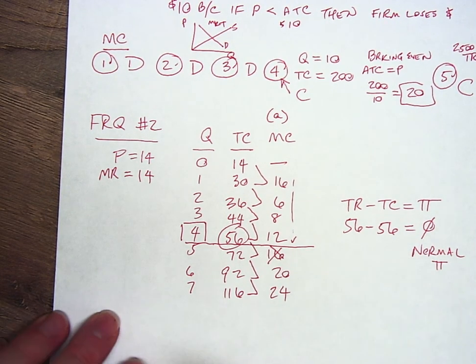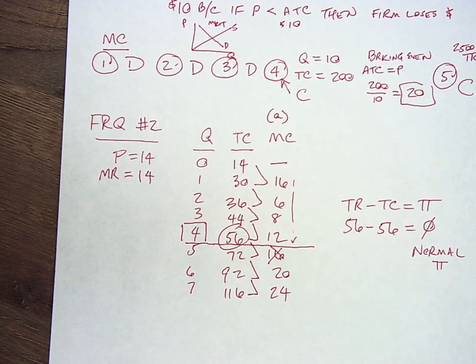Normal profit. Now we know that they're earning a positive accounting profit, but they're earning a 0 economic profit, so that's a normal profit. So hopefully this helps you with Module 58.